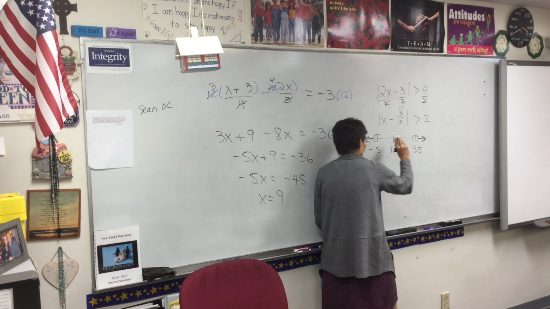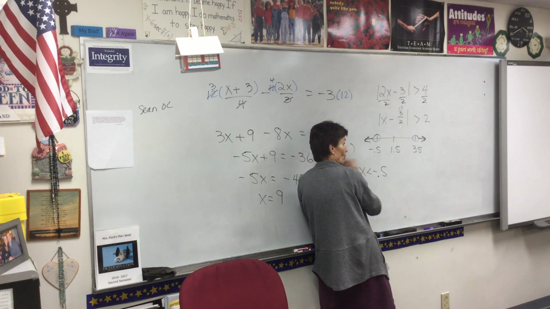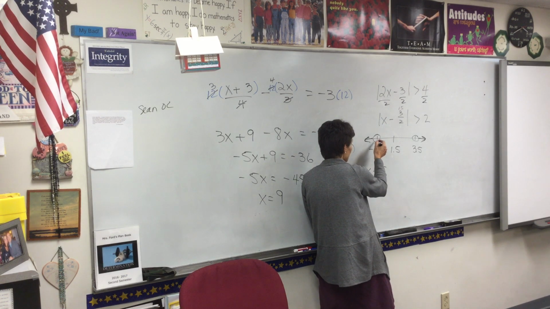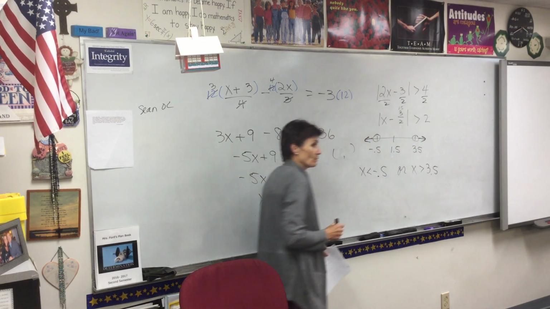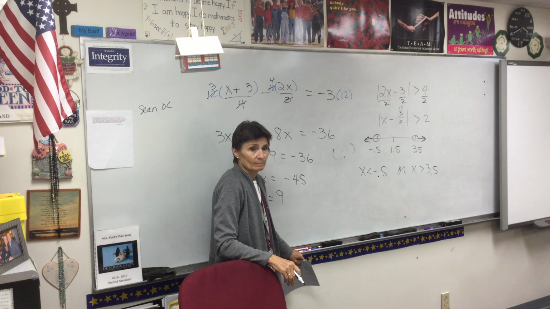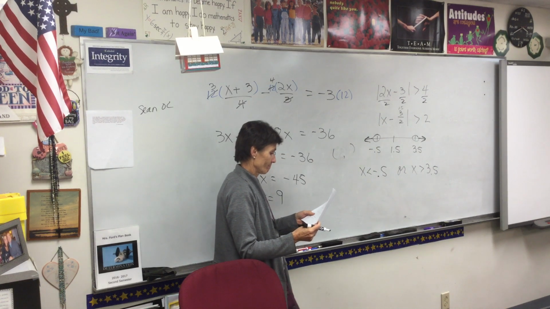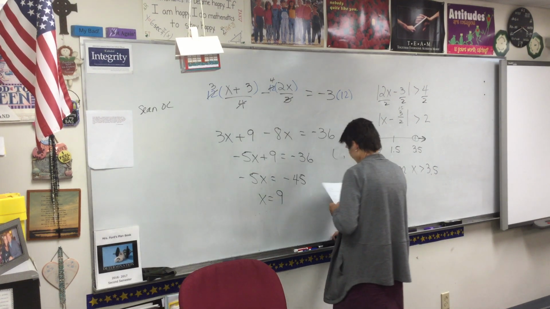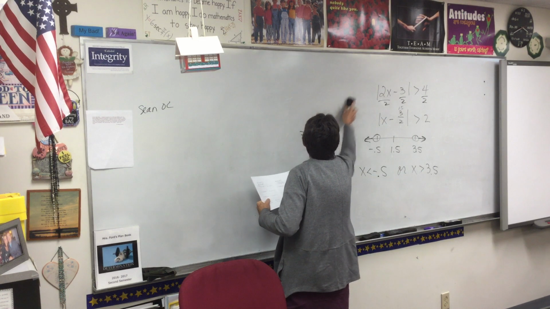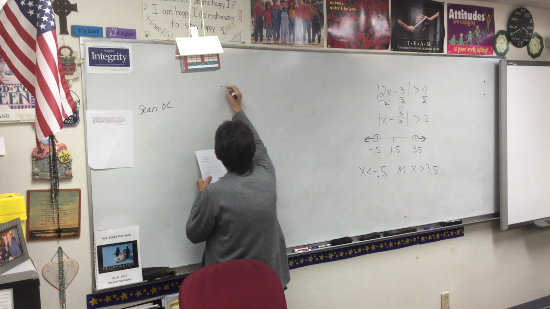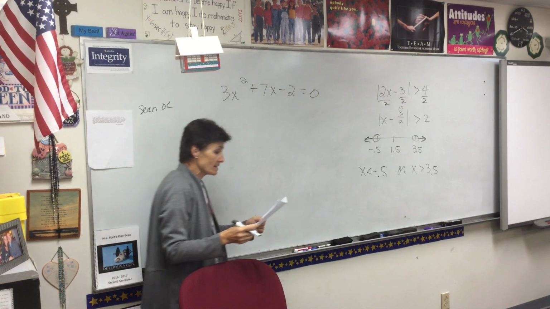Remember, it's a 2-part graph, so you've got to have a 2-part answer. Don't try to write it like this. That will not work for this problem. X is less than -0.5, or x is greater than 3.5. Directions again say solve.